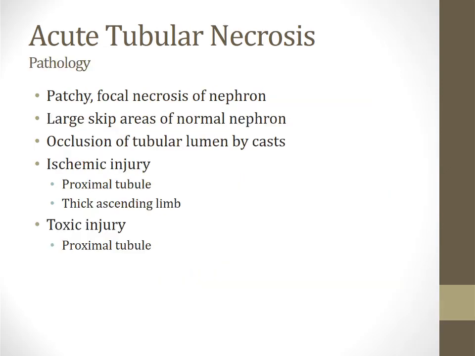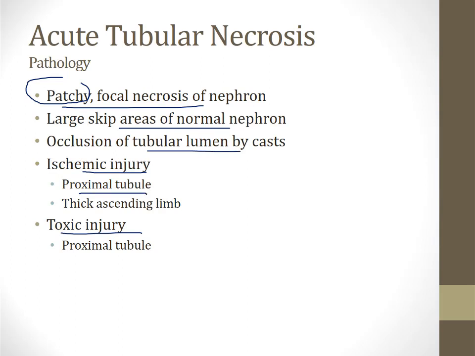They're described as granular casts or muddy brown casts, and this is a picture of one shown on the slide here. We don't usually do renal biopsies among patients with ATN, but if you did, what you would see is patchy focal necrosis of the nephron. And it's important to remember that it's patchy with these large skip areas of normal nephron. They like you to know that kind of thing for your exams. You can also see occlusion of the tubular lumen by casts. In addition, you should be aware, and it's very high yield to remember this, that ischemic injury and toxic injury affect different portions of the nephron. Ischemic injury affects the proximal tubule and the thick ascending limb, while toxic injury affects only the proximal tubule.